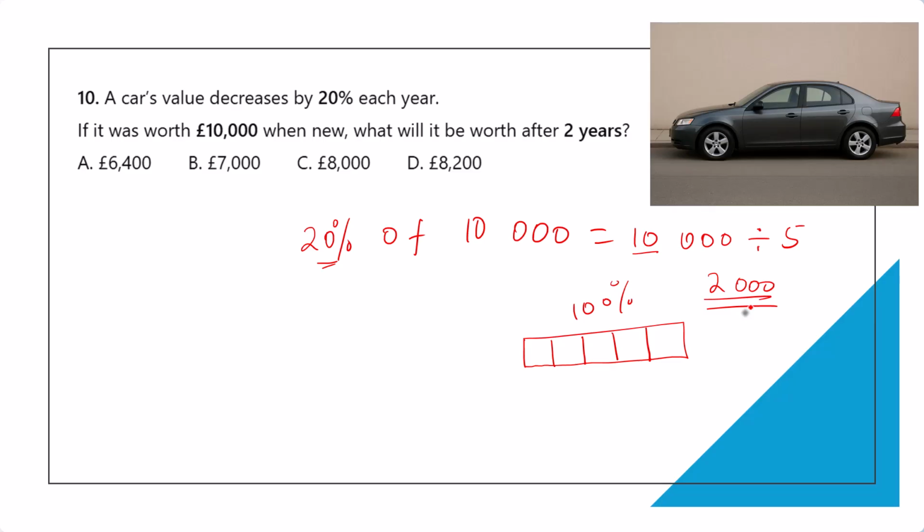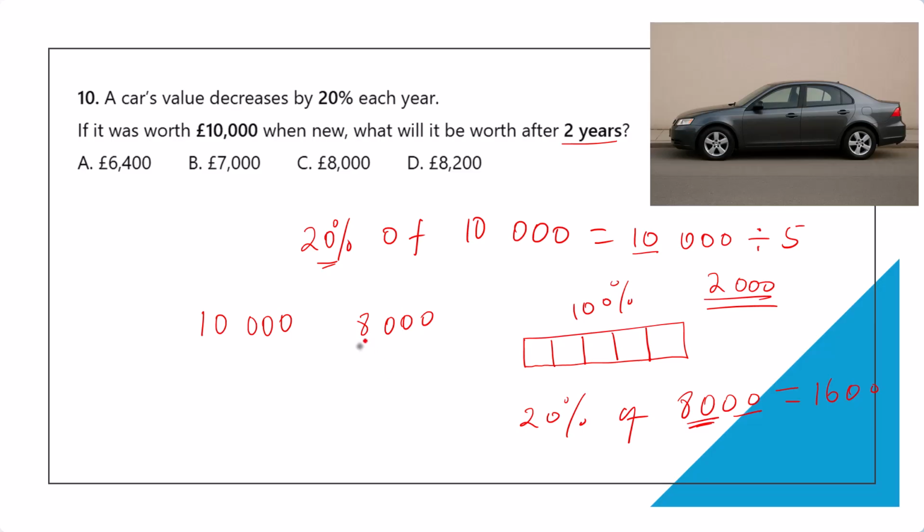Okay? Now, what that means is that after 1 year, the price will have gone down by 2,000. If it was 10,000, if you take away 2,000 from that, the price now is going to be 8,000. That's where we are now. Then this is going to happen again for a second year. So you're going to do 20% of 8,000, which means you're going to divide by 5. Now, if you divide 80 by 5, that's going to give you 16. And then you have these 2 zeros here. 20% you divide by 5.